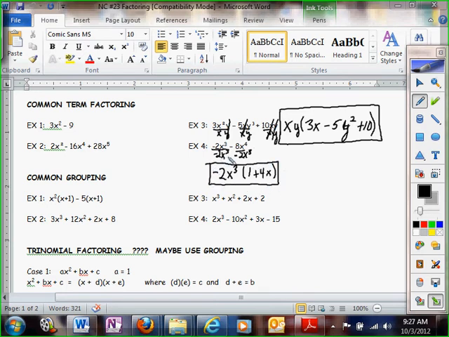You don't have to write underneath here every time like I'm doing where I'm showing my division. If it helps, do it. If you don't want to, that's fine.